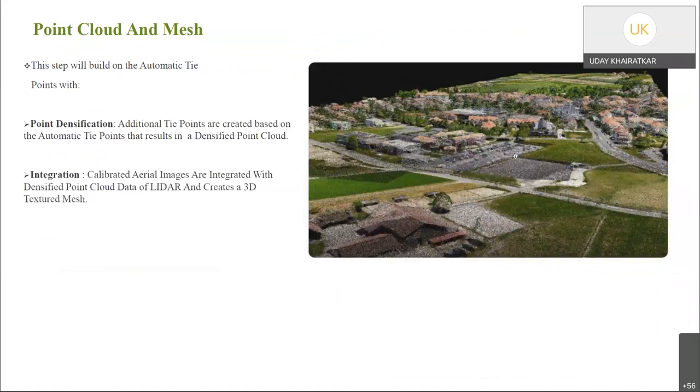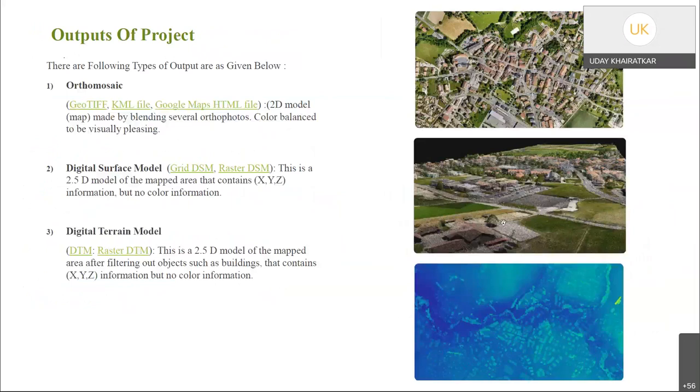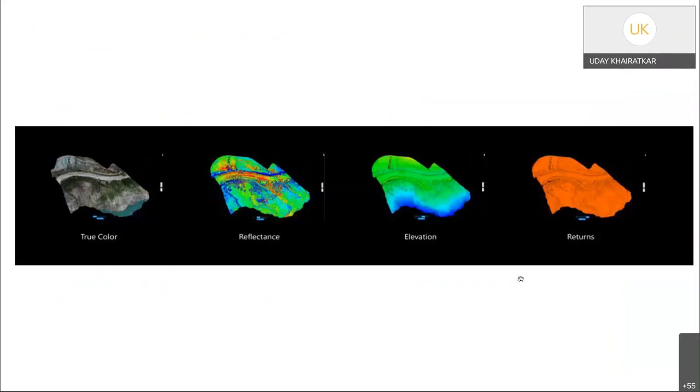This is the image that is created by the LiDAR camera. These are different types of images of the same location. The following are the outputs: the orthomosaic, digital surface model, and digital terrain model. You see the different images over here. These are the types of images that we have: the true color image, the reflectance, elevation, and the returns, of the same area.